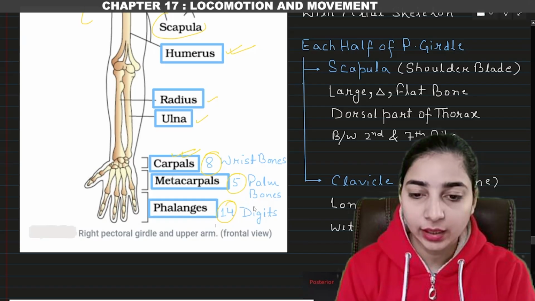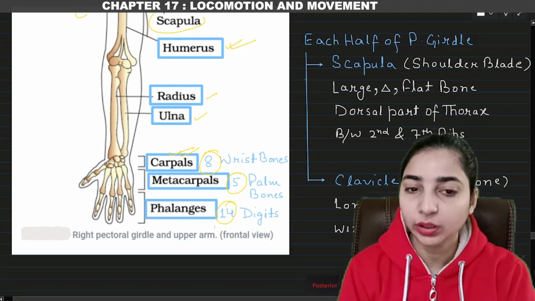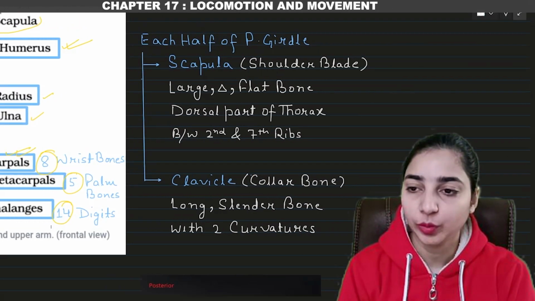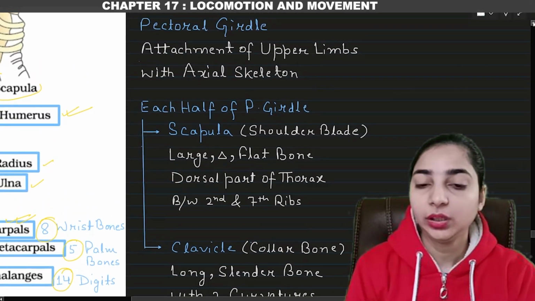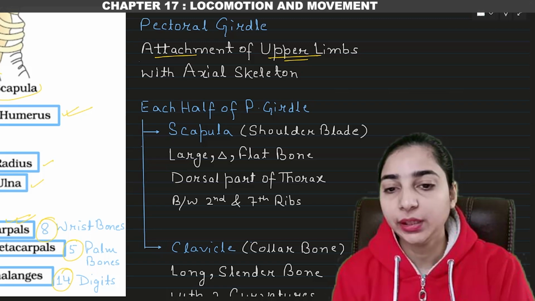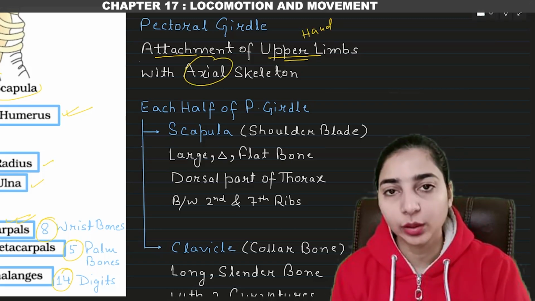Now we will see the pectoral girdle. So we have already seen in the diagram that the pectoral girdle consists of the 2 parts called scapula and the clavicle. Okay. So what is the pectoral girdle? These are the bones which help in the attachment of the upper limbs, that means the hands, with the axial skeleton or the trunk of the body.